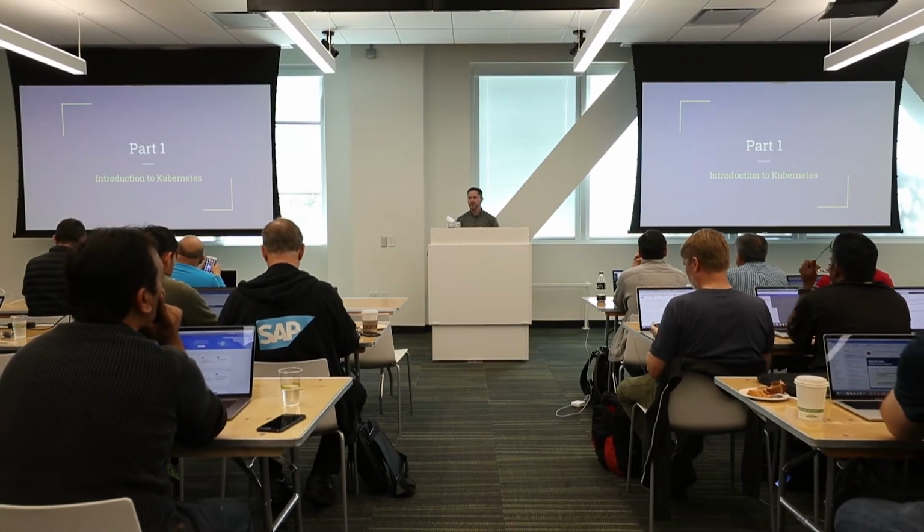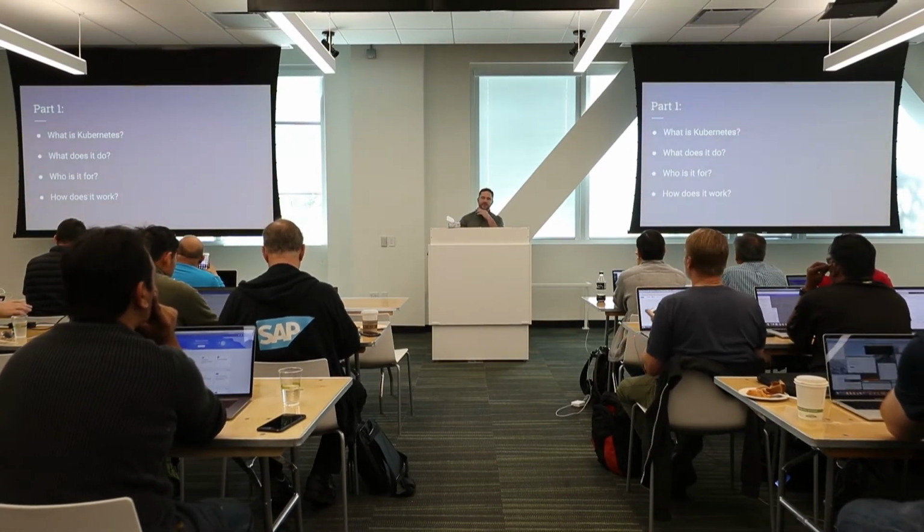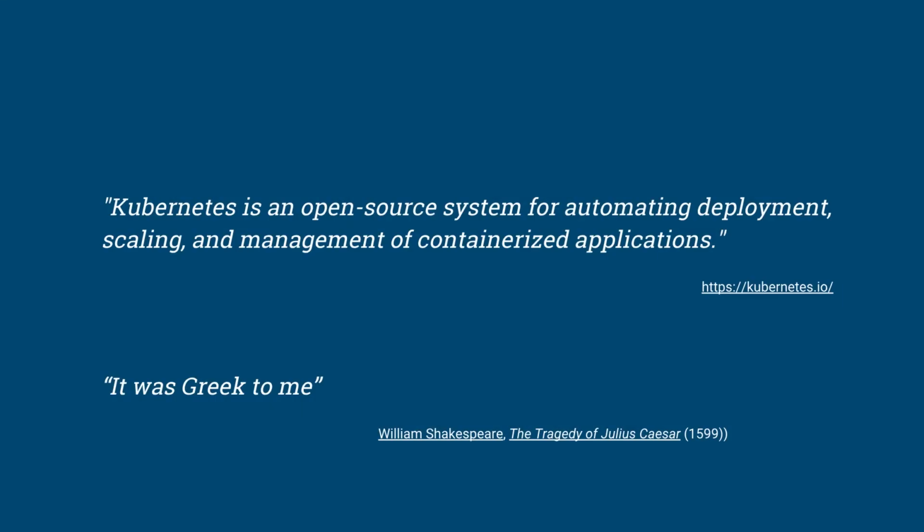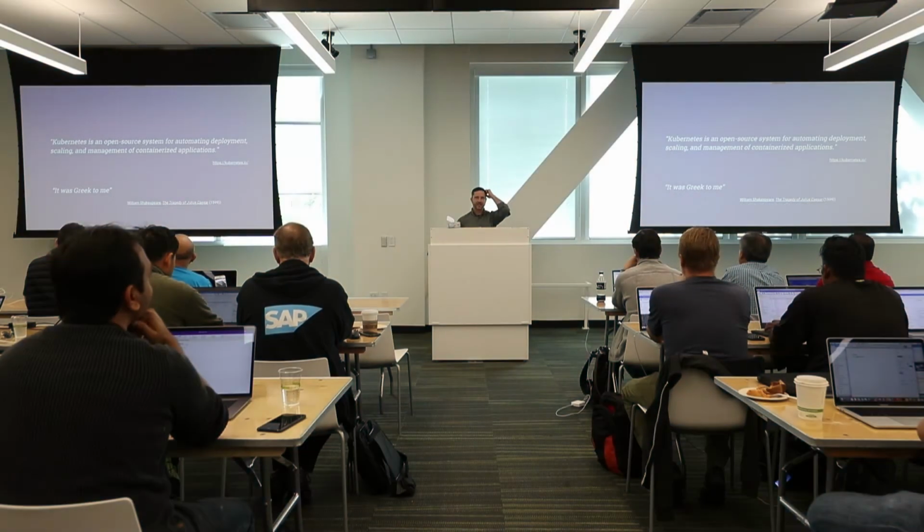So part one, an introduction to Kubernetes. We're going to talk about what Kubernetes is, what it does, who it's for, and how it works. So according to the website, Kubernetes is an open source system for automating deployment, scaling, and management of containerized applications, which is a nice succinct way of saying it does stuff. We'll get into more about what it's doing and how it's doing it in a minute.